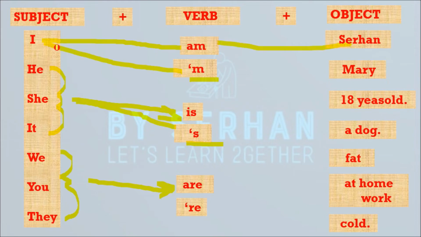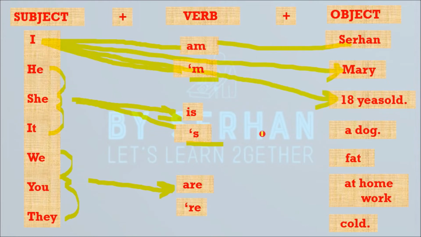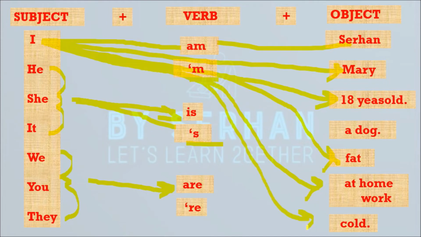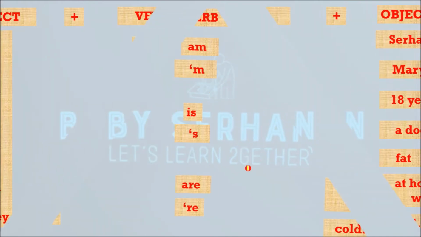I am Serhan, I am talking about my name, and I am Mary, I am talking about my name again. I am 18 years old, I can talk about my age. I am fat, I can talk about my physical appearance, and I can tell where I am. I am at home, I am at work, or I can even tell how I feel. I am cold. And if you use these subjects, you have to use is, and if you use plural subject pronouns, you have to use are.